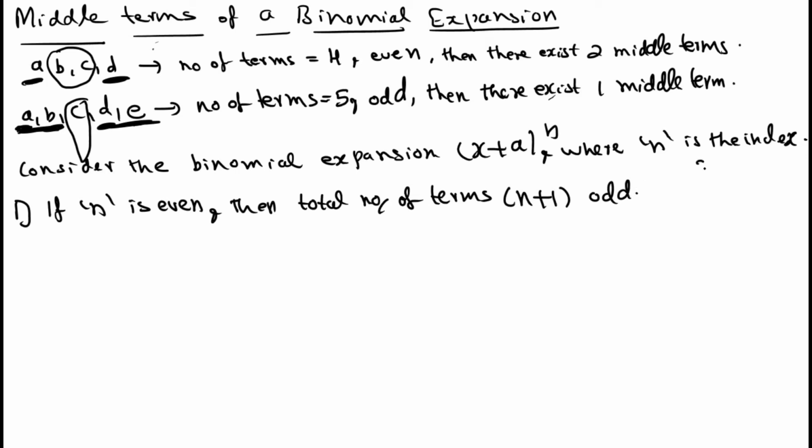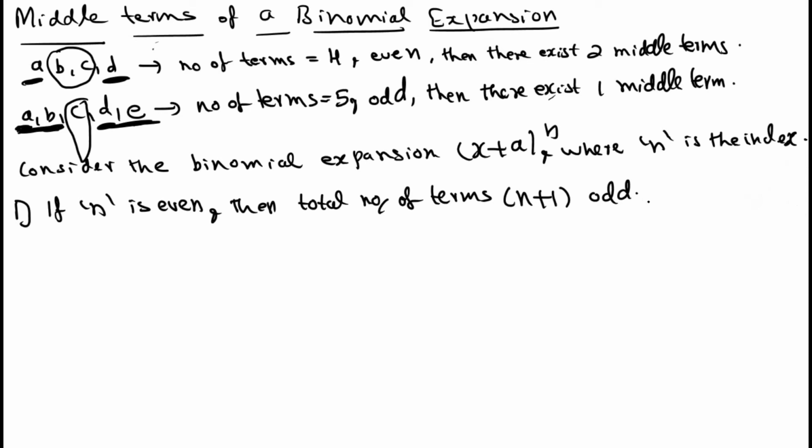See, if the index is 2, what's the total number of terms? The total number of terms is 2 plus 1. You will get 3. See, the total number of terms is odd. Or take index 6, n equal to 6. What's the total number of terms? By that first note, if the index is n, the total number of terms is n plus 1. Here the index is 6, so the total number of terms is 6 plus 1 equal to 7. You can see it is odd, right? So whenever the index n is even, the total number of terms is n plus 1, that we know. And one more observation is, if n is even, then n plus 1 is odd.